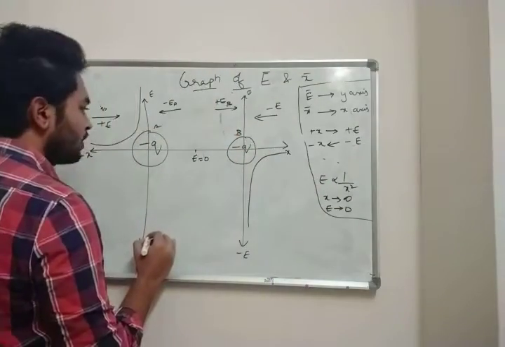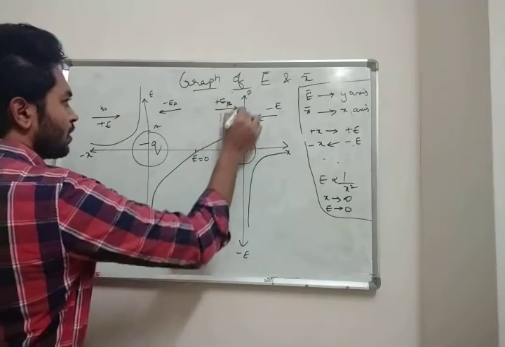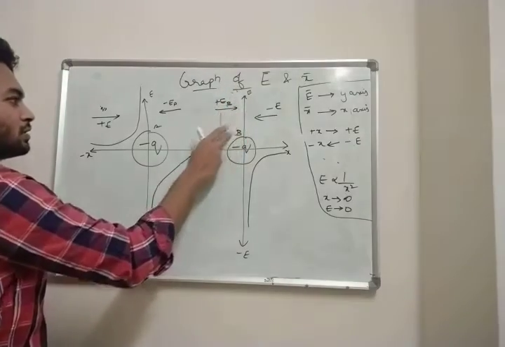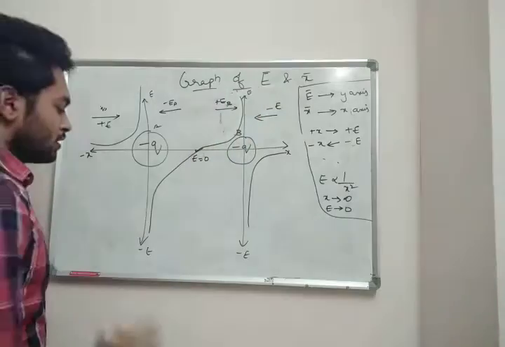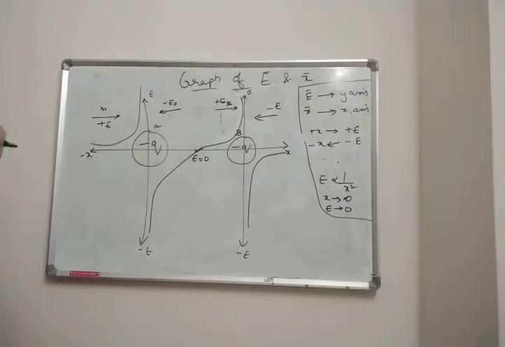So how are you going to get your graph? So this is your graph. Clear? From negative it will start and go to positive. Clear? Note it down.